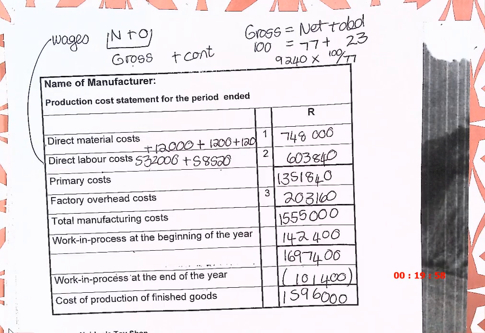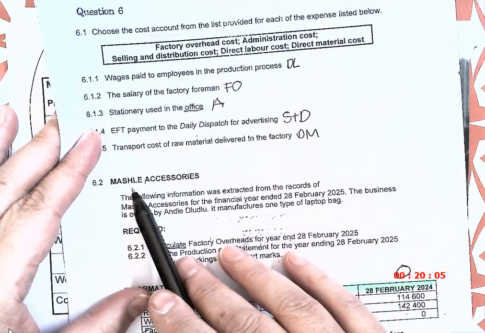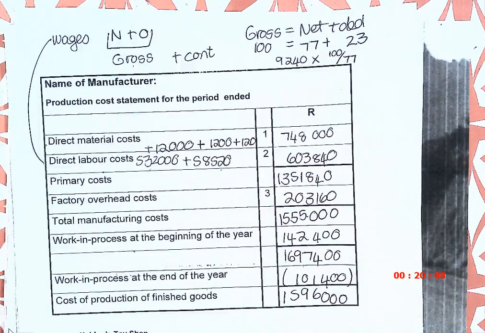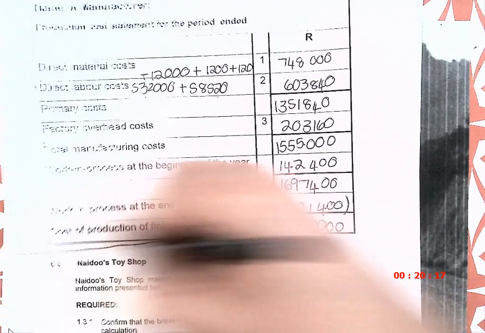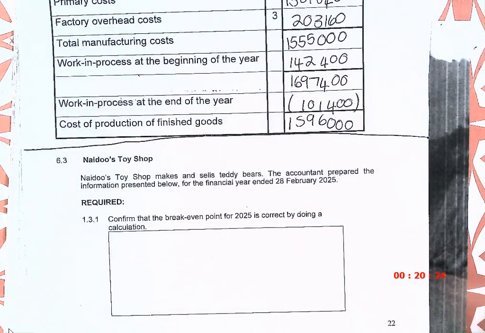Okay. So now, can you see we were busy with Marshley? Now we're going to Naidu. You guys must always look at the top when they say the business name. What they are saying to you is this is closing the chapter. This is a separate question from what we're doing now. So 6.3 Naidu, we cannot use any information from 6.2. You guys with me? Okay, don't be tempted.